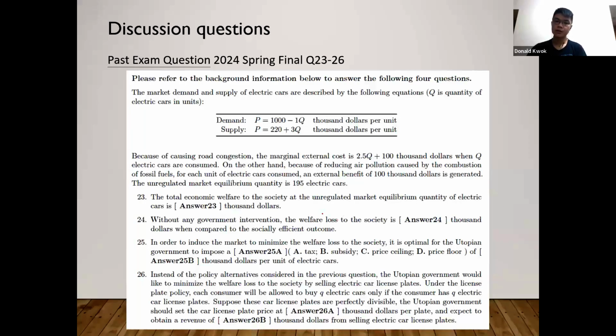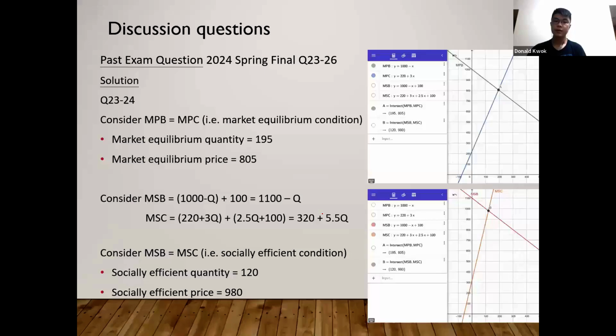For the market equilibrium quantity, we impose the market equilibrium condition, MPB equals MPC. We just put the 2 private curves here, and we should be able to find out the market equilibrium quantity is 195. How about the socially efficient quantity? We need to find the intersection between MSB and MSC. So we need to derive that on our own right now.